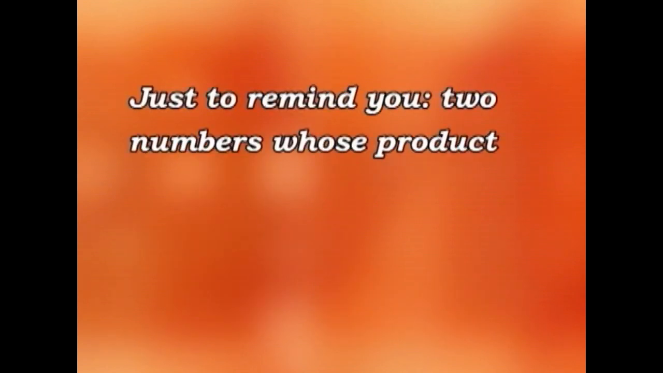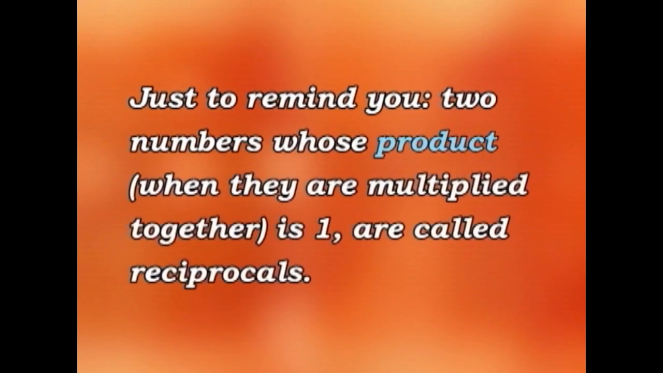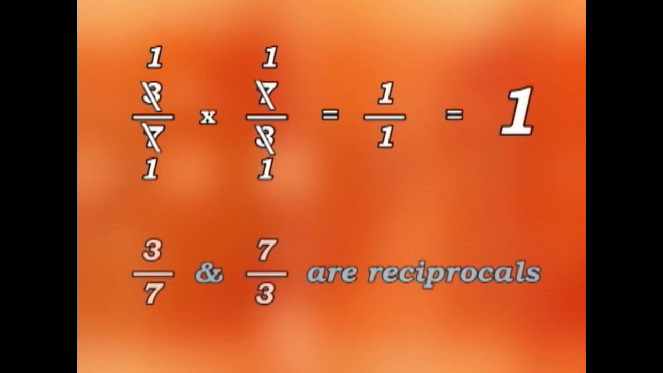Just to remind you, two numbers whose product, that's when they're multiplied together, is 1 are called reciprocals. 3/7 times 7/3 becomes 1 times 1 over 1 times 1. So we can say 3/7 and 7/3 are reciprocals. 0 has no reciprocal.